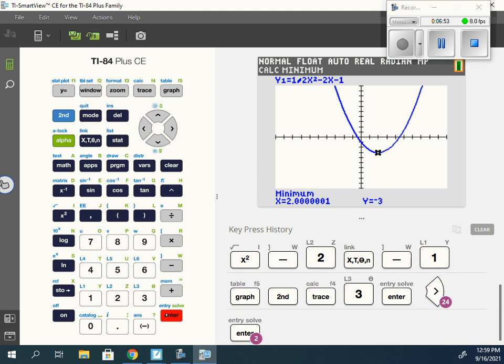Is everybody able to get this pulled up? Yeah, so some of these here, it can be a little bit easier to just do it by hand than it is to try to work this out on the calculator.